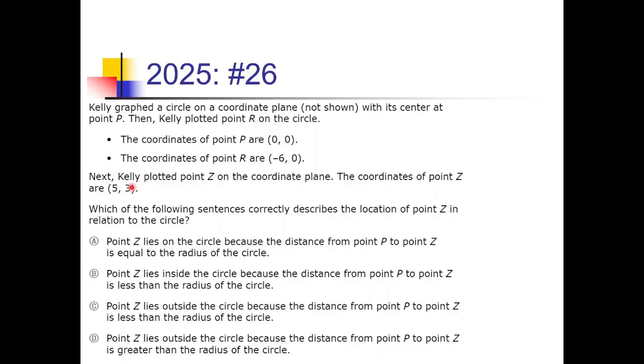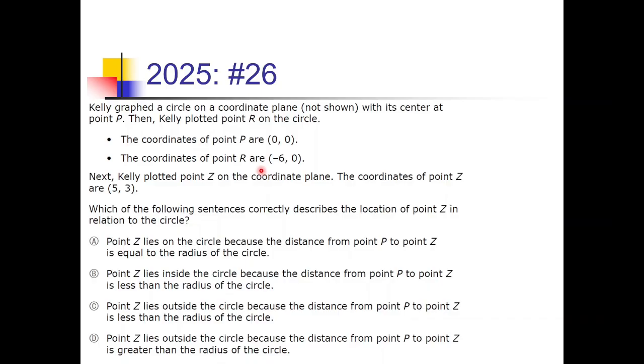So next, Kelly plots some other point Z somewhere on the coordinate plane. Its coordinates are 5, 3. We're basically asking, based on these answer choices, is this point on the circle, inside the circle, or outside the circle, and how do we know this? So to figure out whether we're on, inside, or outside the circle, it would be helpful to know what the radius of the circle is. So let's find that first.